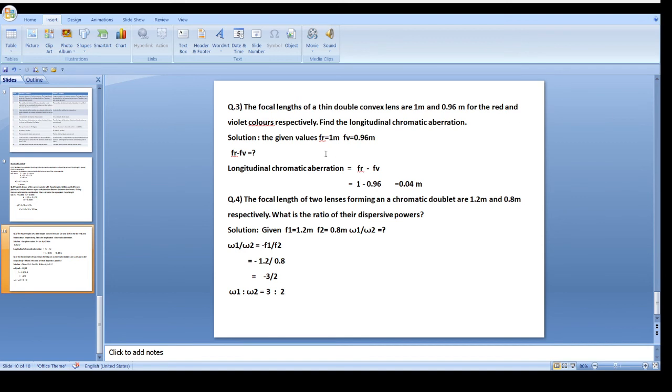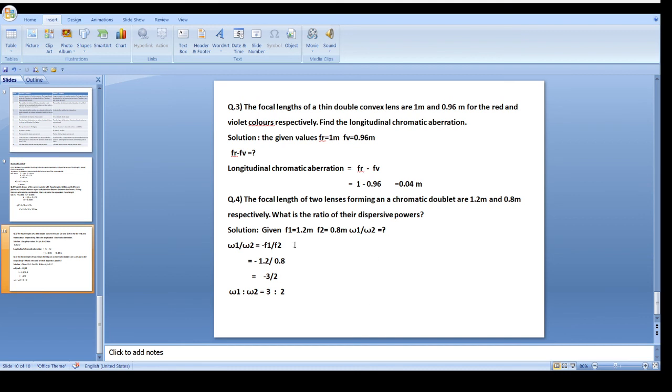Next question. The focal lengths of a thin double convex lens are 1 meter and 0.96 meter for the red and violet colors respectively. Find the longitudinal chromatic aberration. Given Fr equals 1 meter for red color, and the focal length for violet color is 0.96 meter. Longitudinal chromatic aberration Fr minus Fv equals 1 minus 0.96 equals 0.04 meter.